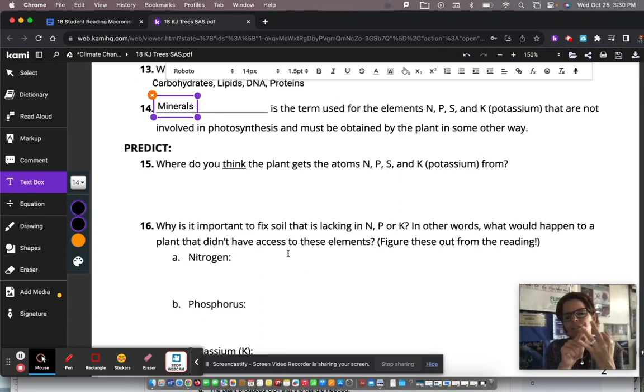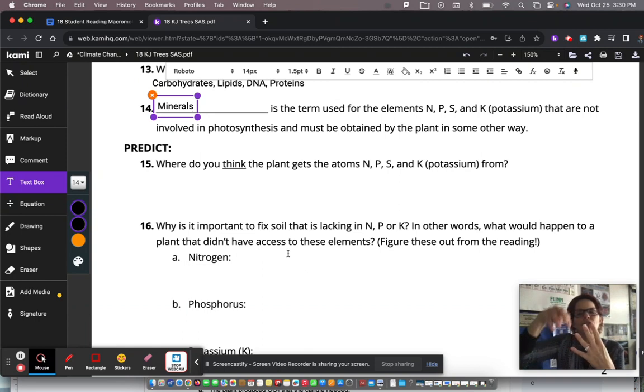So it gets C, H, and O from photosynthesis. And I want you to understand how that happens, right? The plant is sucking up carbon dioxide out of the air. So that's your C and your O. And then it's pulling water up its roots. So that's where the H and more O comes from.